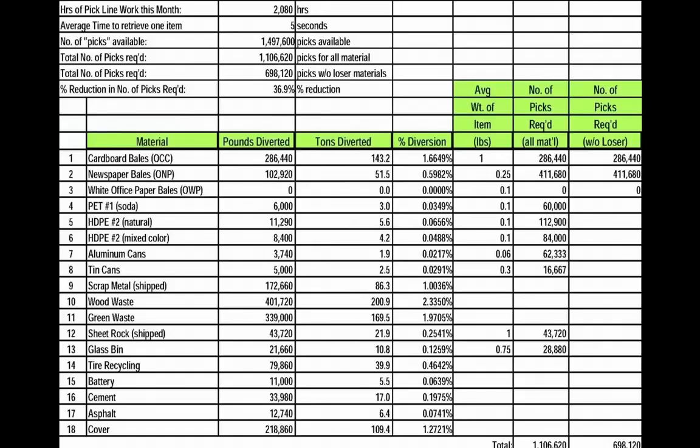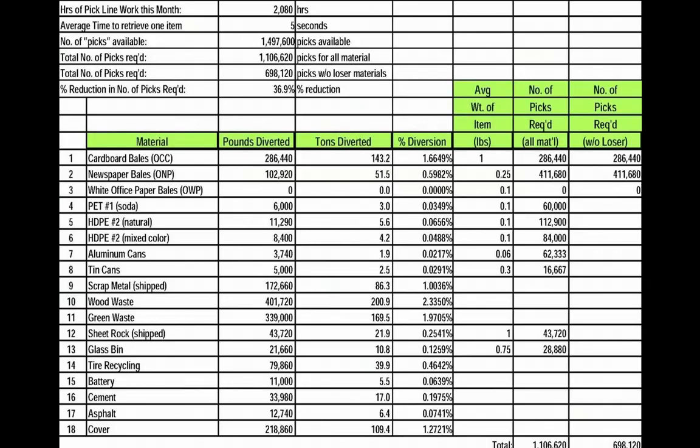And then this table is our analysis, a time study of that whole process. On the left column was 1, 2, 3, 4, 5, but the next column, material, you see cardboard and newspaper and office paper and different types of plastic. You see different commodities that we're targeting on this particular pick line. The next column tells us how much we diverted that month, and then the next column is that in tons, and tells us what percent diversion, what percent of the total waste stream did that represent.